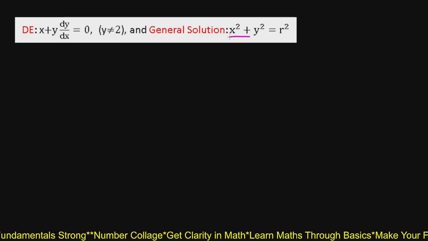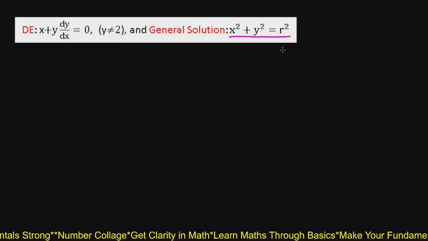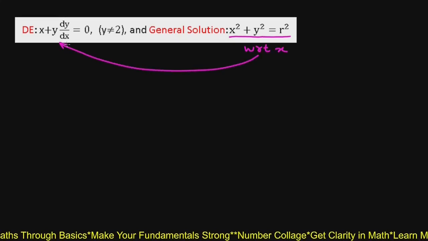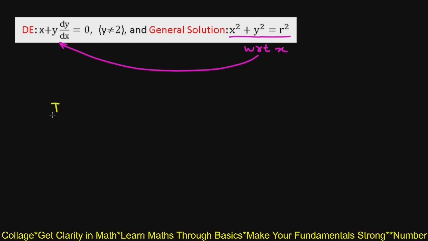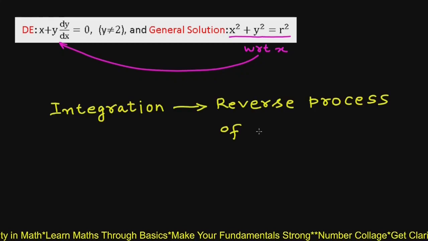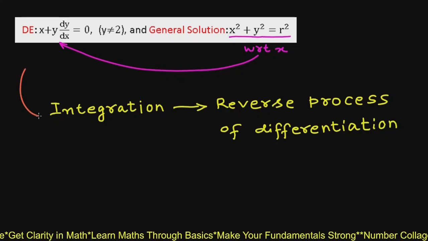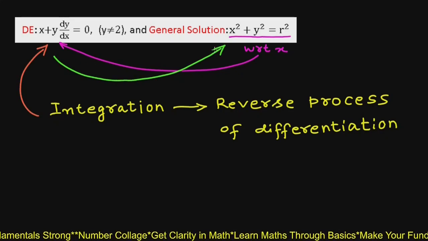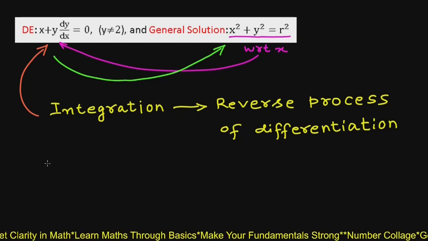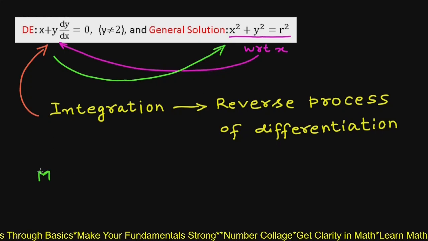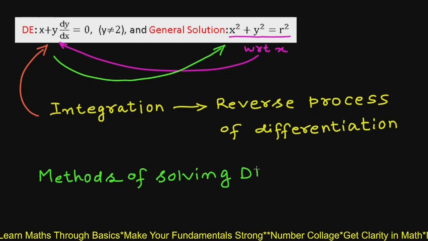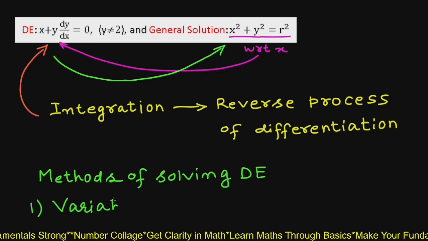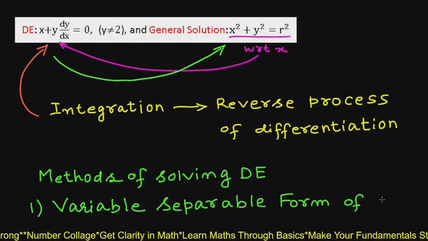By differentiating x square plus y square equals r square with respect to x, we have obtained this differential equation, and we know that integration is the reverse process of differentiation. Therefore, by integrating this differential equation, we can get back this general solution. But this is done through specific methods known as methods of solving differential equations, and the first among them is the variable separable form of a differential equation.